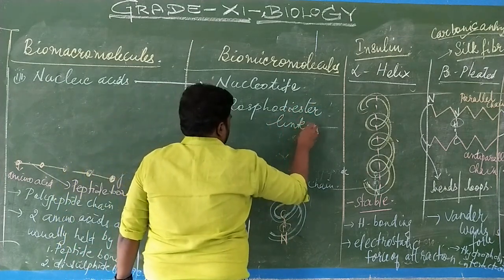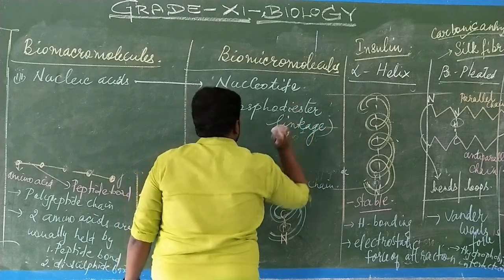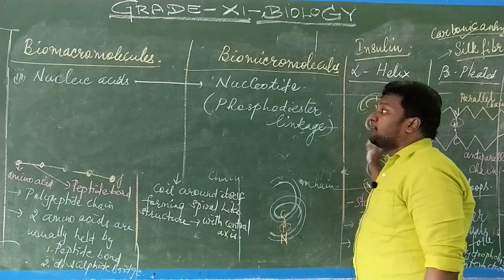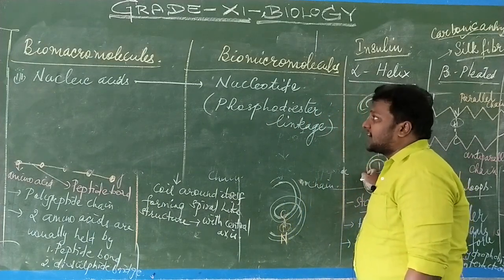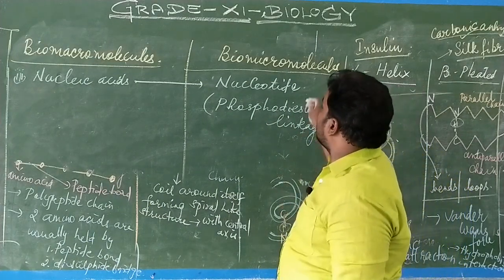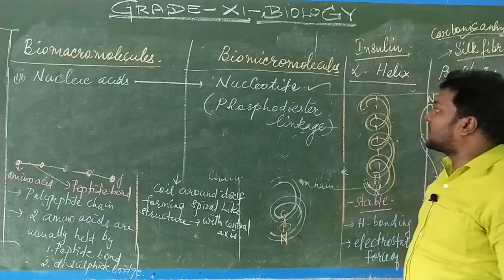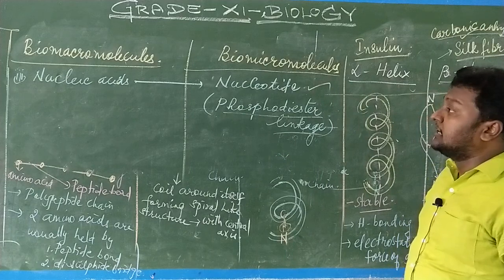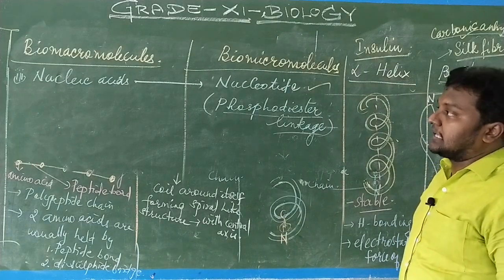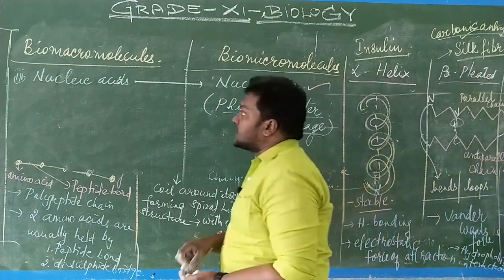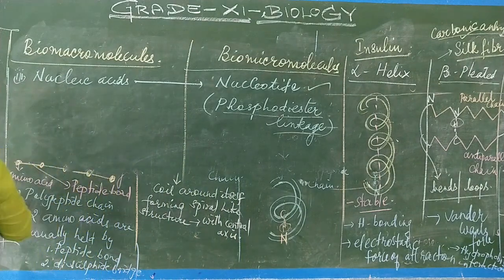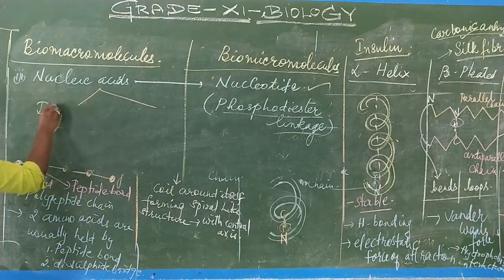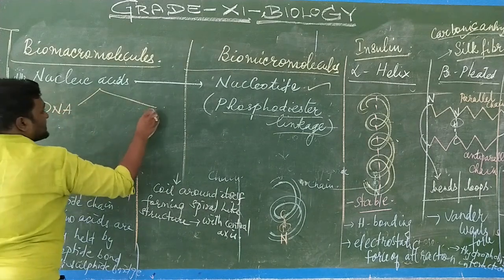Phosphodiester linkage. In carbohydrates we say glycosidic linkage, in proteins what did we study? Peptide linkage. Nucleic acids are made up of what? Nucleotide. These nucleotides are held together by means of what? Phosphodiester linkage. This nucleic acid, when you take, is of two types. One is DNA, the other one is RNA.